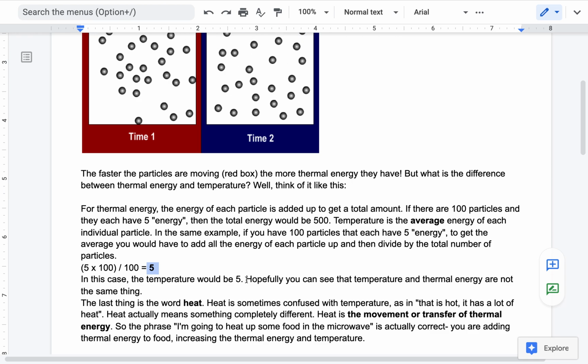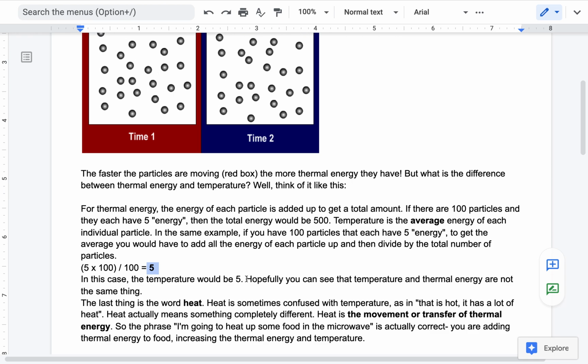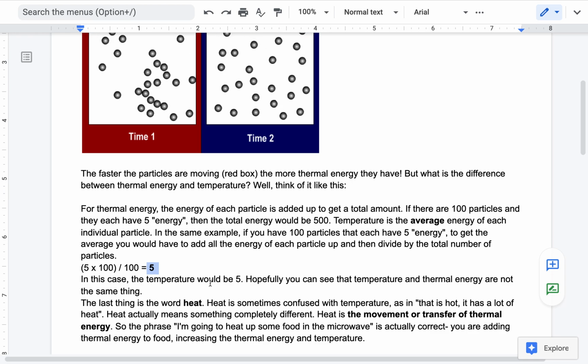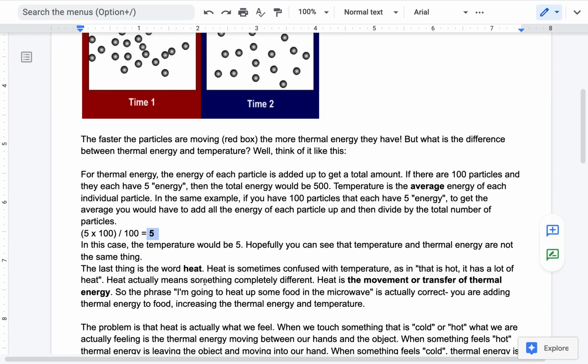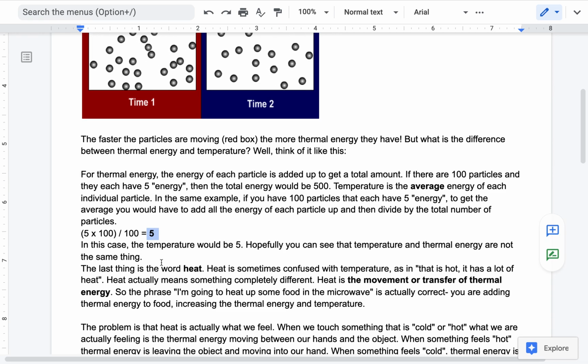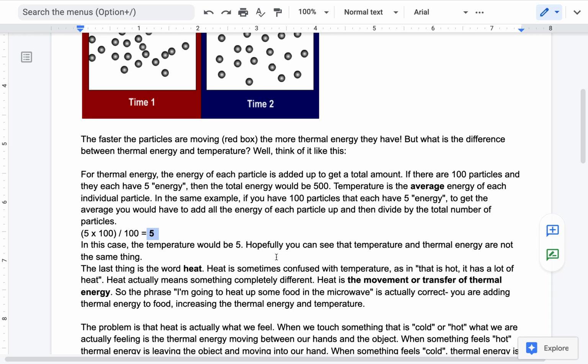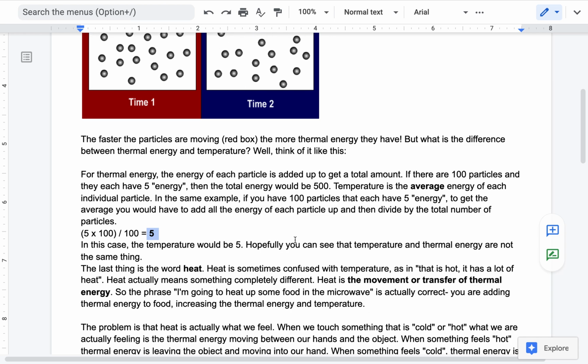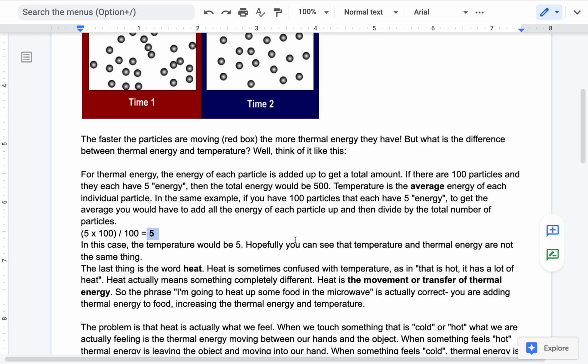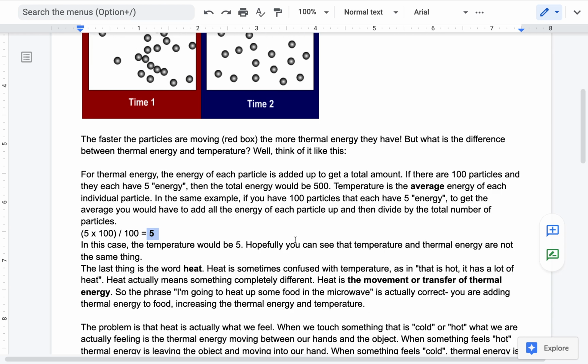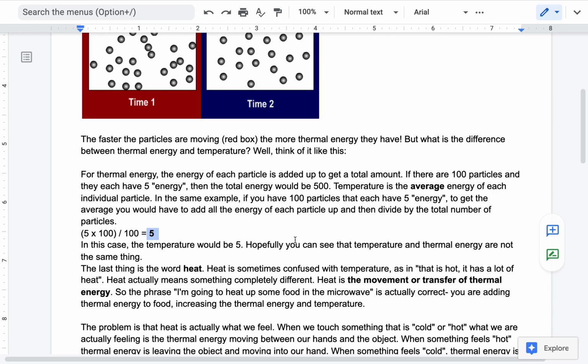Now those are really, really different numbers, and hopefully you can see that the temperature and thermal energy are not the same thing. The last thing is the word heat. Heat is sometimes confused with temperature, as in, that is hot, it has a lot of heat. Heat actually means something completely different than that.